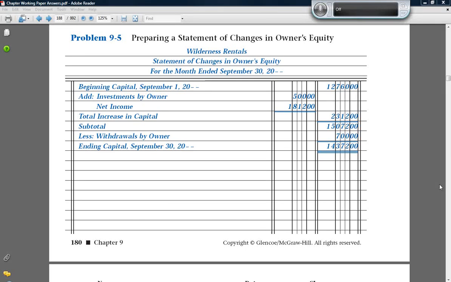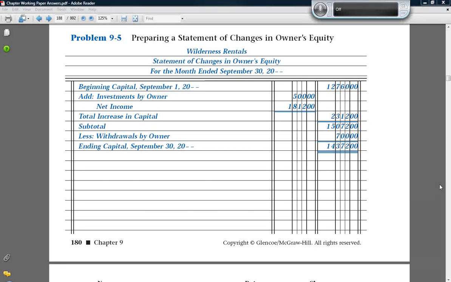Problem 9.5 is statement of changes in owner's equity. So again, we're talking about financial statements, and the who, the what, and the when. We are Wilderness Rentals. It's statement of changes in owner's equity, and again, it's for a period of time. So the month ended September 30th.